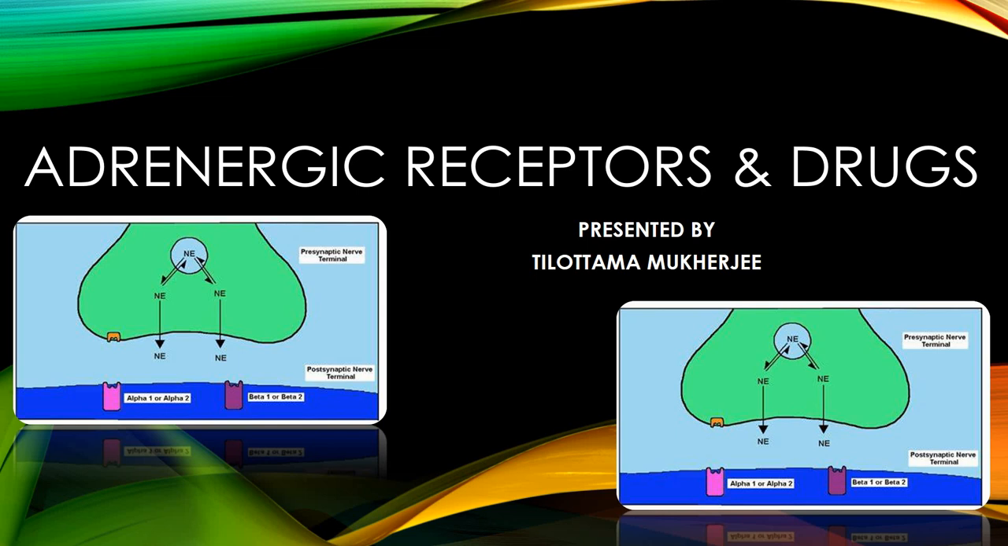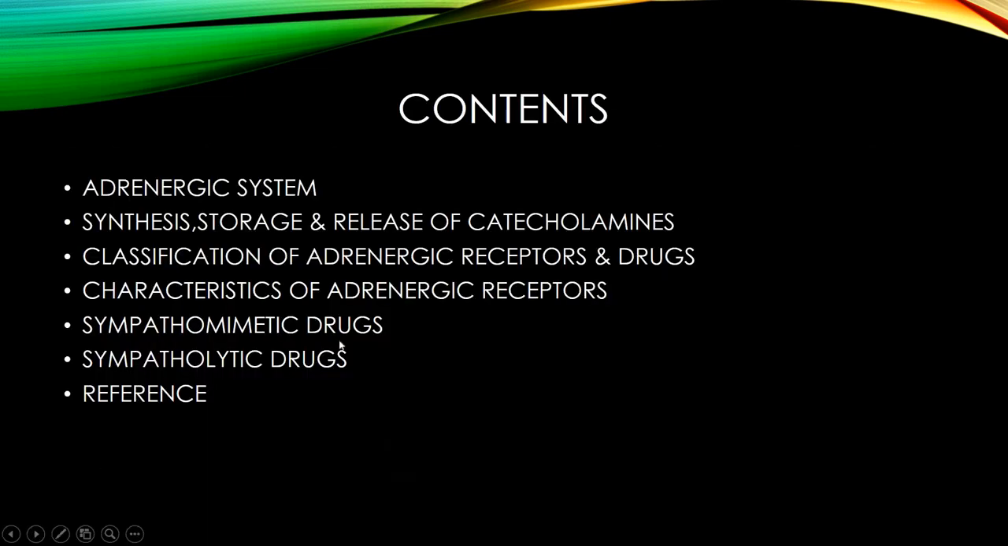Now, in today's class, we are going to discuss the sympathomimetic and sympatholytic drugs, that is adrenergic drugs, adrenergic agonists and adrenergic antagonists. In the last class, we discussed parasympatholytic and parasympathomimetic drugs. So, this is the content slide.